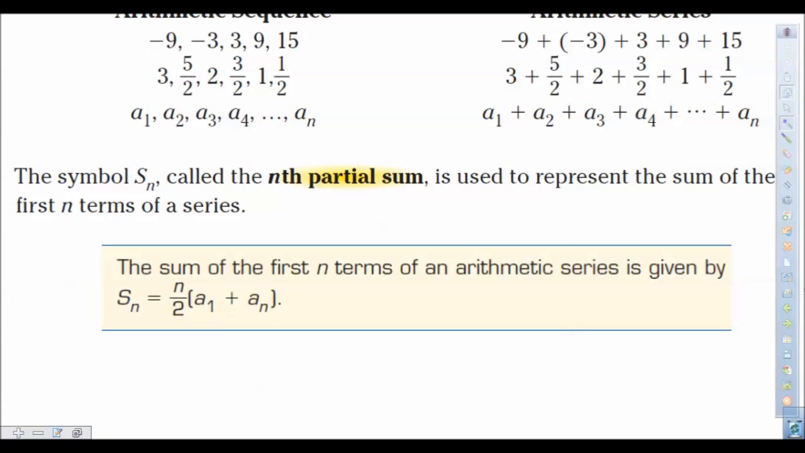What we need to do is take, notice how many terms that we're adding up, divide it by 2, and then what we see here in the parentheses, to put it as simply as we can, is to take the first term in the sequence and add it to the last term of the sequence. So let's try it on a problem.